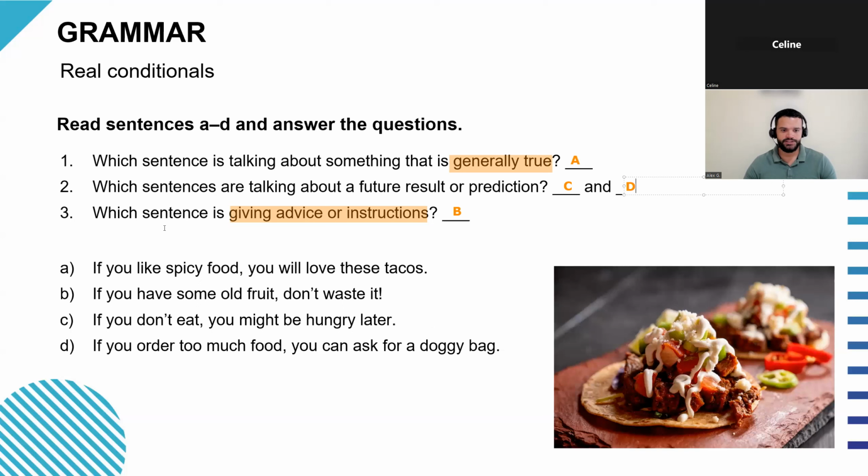Okay. All right, so we just have real conditionals. Remember that a real conditional is always going to be with the regular tense, okay? Any questions, Celine?